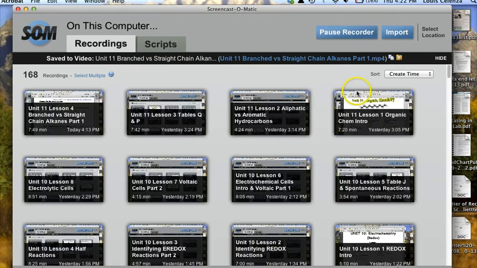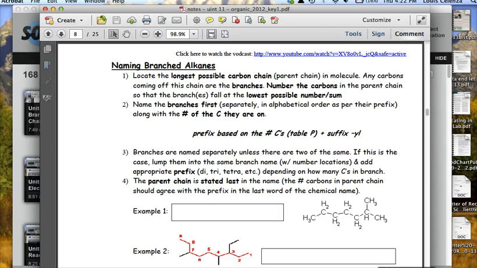Alright, so here we are with Unit 11, Lesson number 5. It's just a continuation of Lesson 4, and we're going to do a few more branched alkanes. And what you see here are the rules on how to name these branched alkanes. It's pretty much what I had just mentioned to you. The most important rule is finding the longest possible chain, which is the parent chain. And then naming your branches.